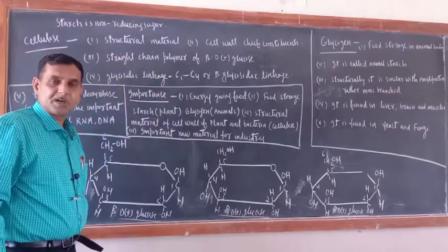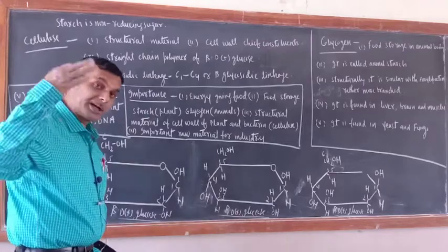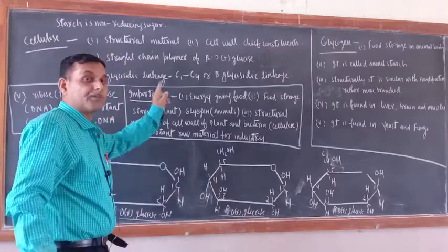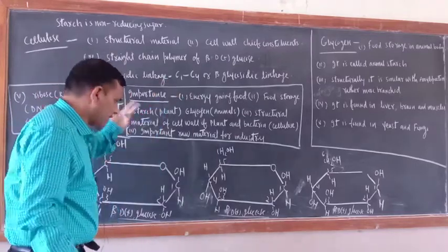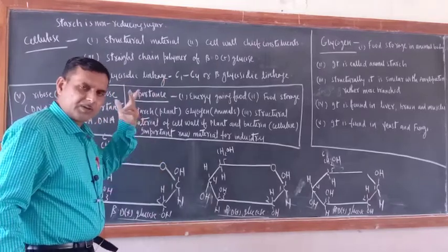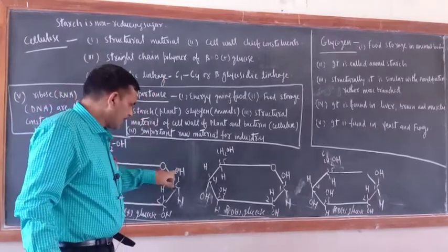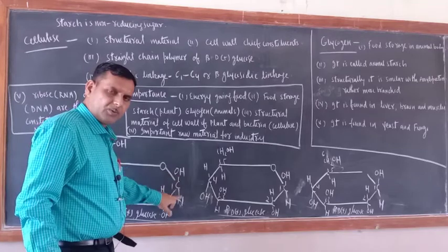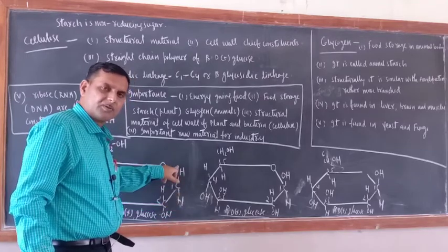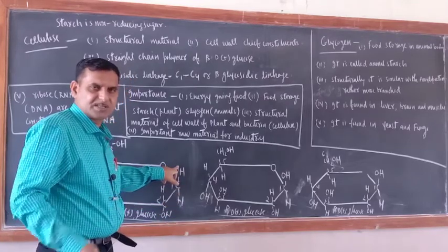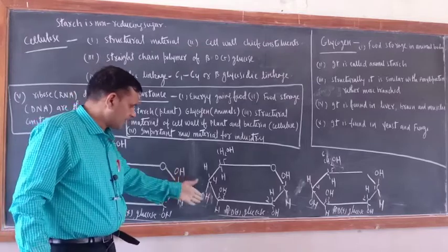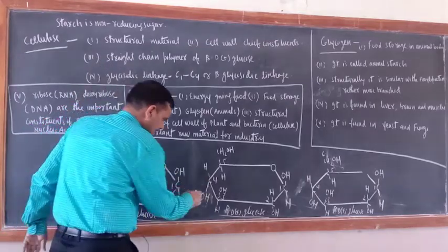In case of starch, what was there? Alpha D positive glucose. Here what is there? Beta D positive glucose. So in the previous structure, only one change would be. What is that? Here at carbon number 1, OH was downside. Now here OH would be upper side. Rest everything, just see here.